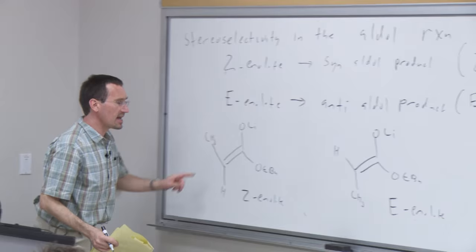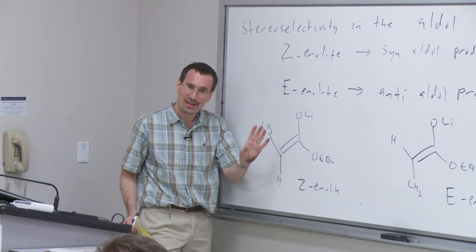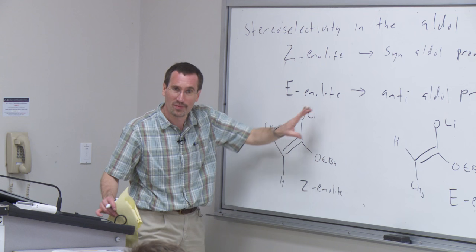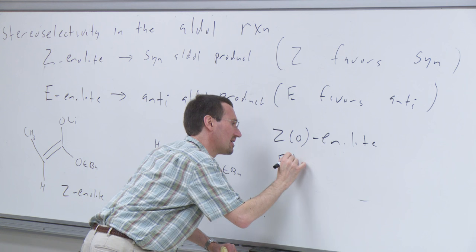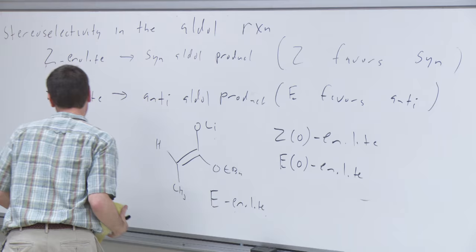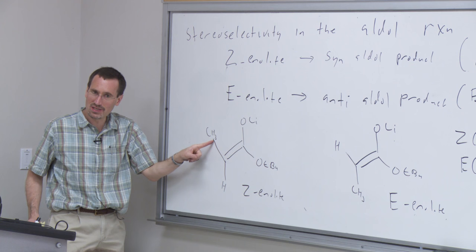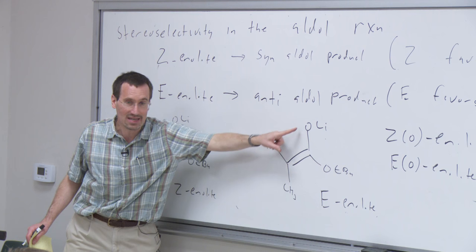And technically, if anybody's really counting, lithium is lower than carbon. So normally you would say, oh, this is higher priority. So technically we call this the ZO enolate and the EO enolate. Basically, the Z enolate is the one with the enolate oxygen on the same side as the methyl group. The E enolate is the enolate with it on the opposite side, a trans relationship.